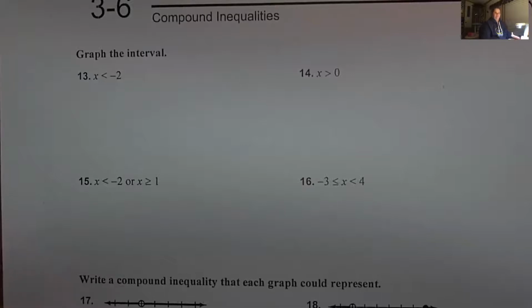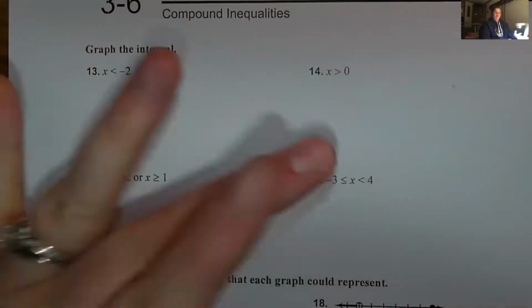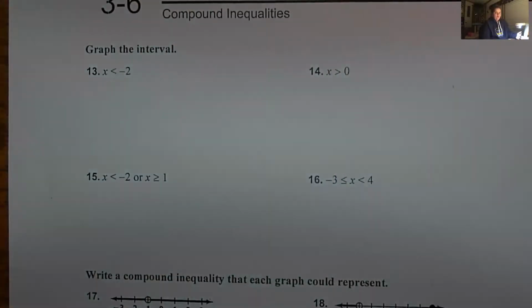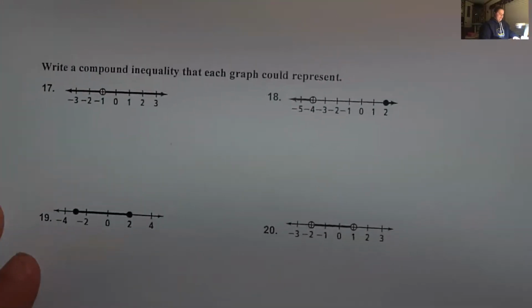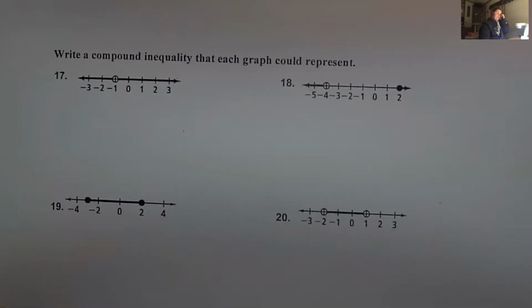graph the interval. These are actually easier because there's nothing to solve, because they already have it solved for you. You just have to graph. 17, 18, 19, and 20 is the opposite of what you just did. They gave you the compound inequality, you solved it and graphed it. Now they're giving you the graph and you have to tell them what it is.